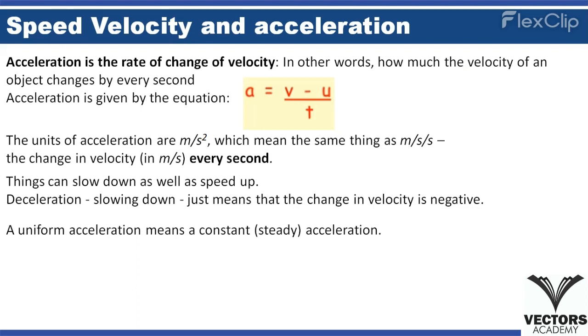Things can slow down as well as speed up. Deceleration is nothing but slowing down. It means the change in the velocity is negative. A uniform acceleration means constant or steady acceleration.